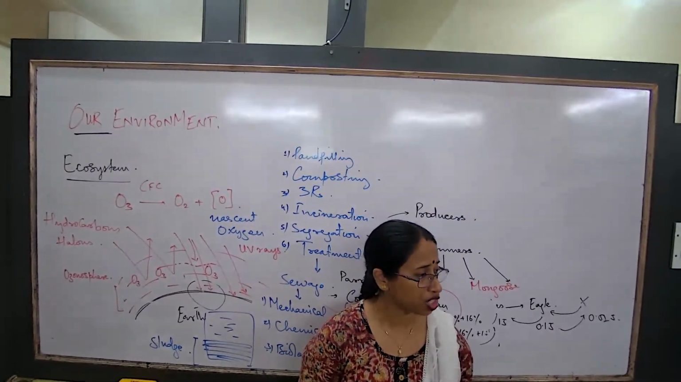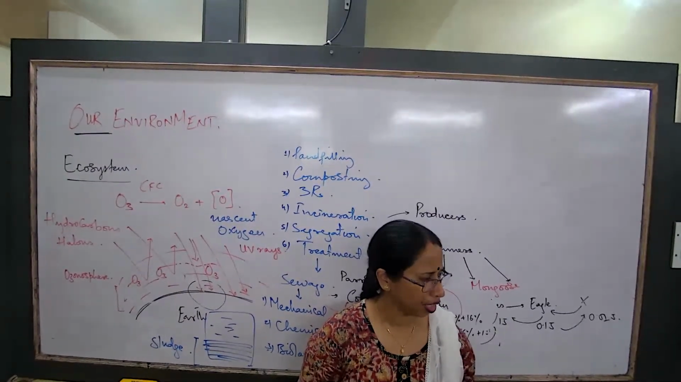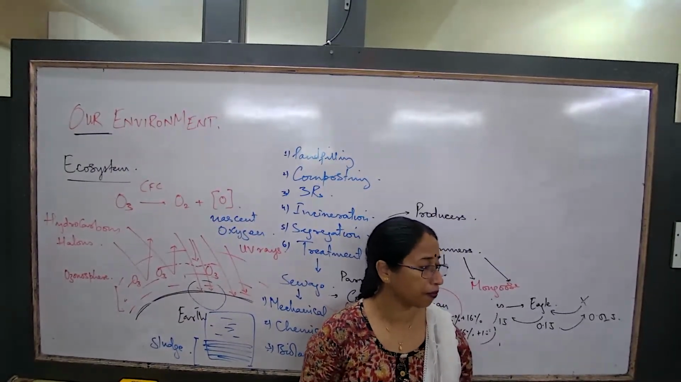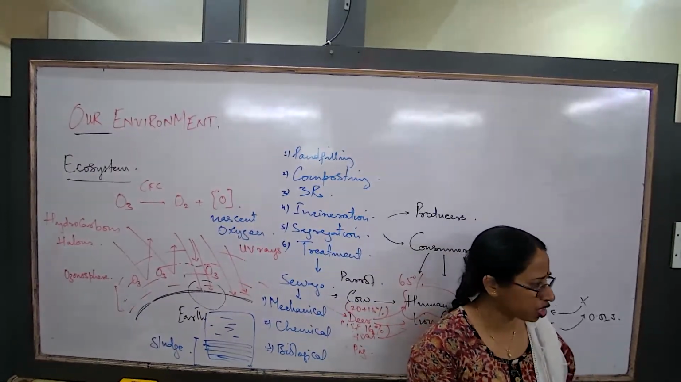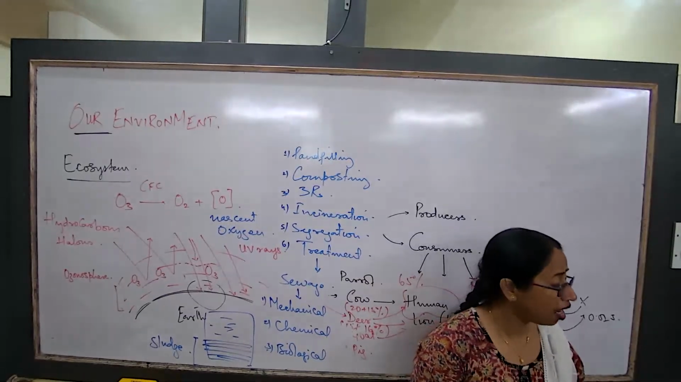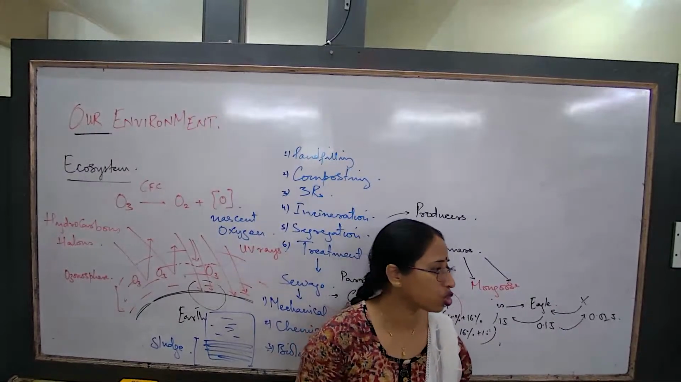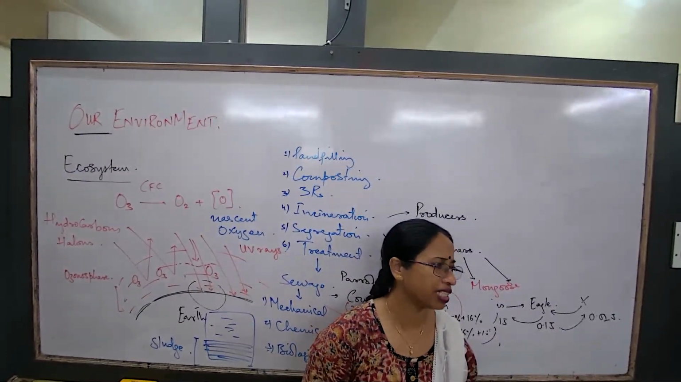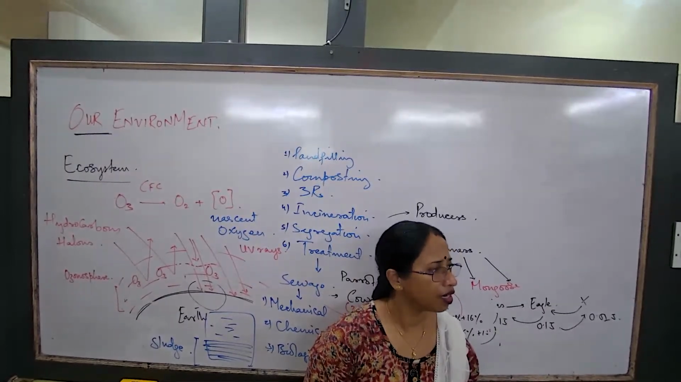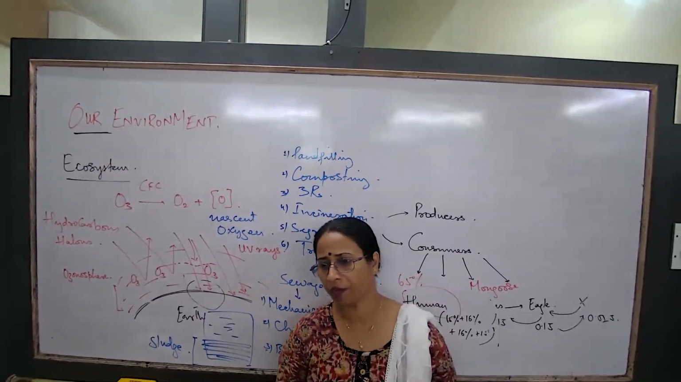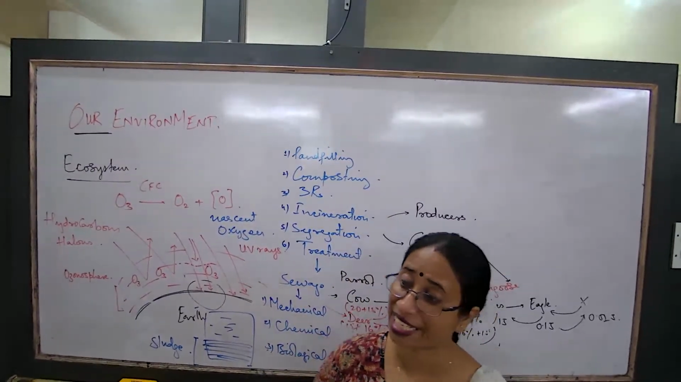What is aerobic respiration? What is happening in this process? It is the breaking down of glucose in presence of oxygen to give rise to products, ATP.